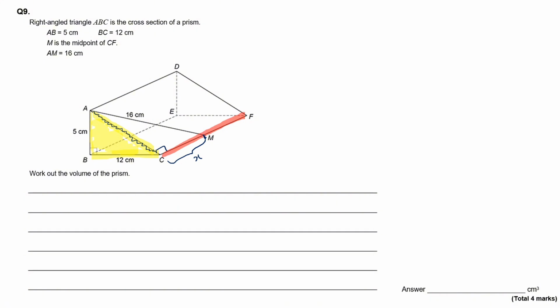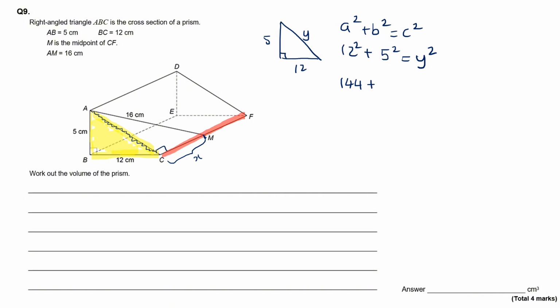So first of all, if I separate this and try to find out, this is 12, this is 5. I'm going to call this y since I called this x, so we don't get confused. A squared plus b squared equals c squared. So that's 12 squared plus 5 squared is equal to y squared. 12 squared is 144, plus 25 is equal to y squared. So 169 is equal to y squared. Sorry, I'm using x again, that's y. So we just square rooted both sides to get 13. So I know this side is 13.